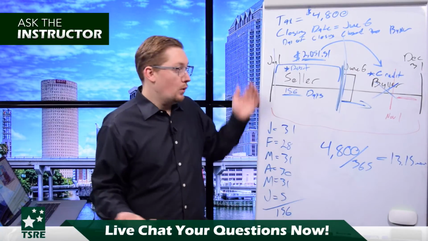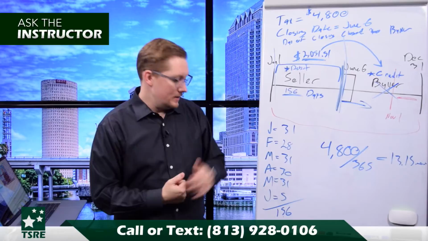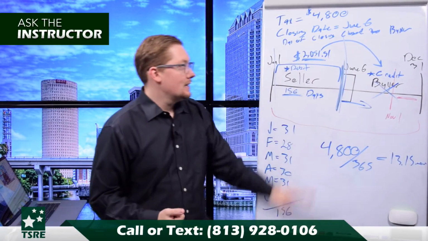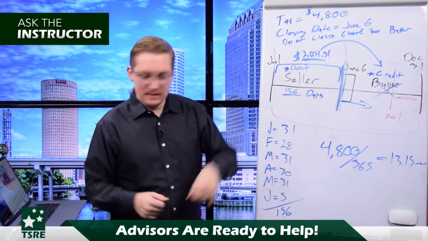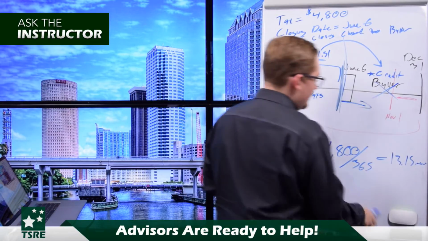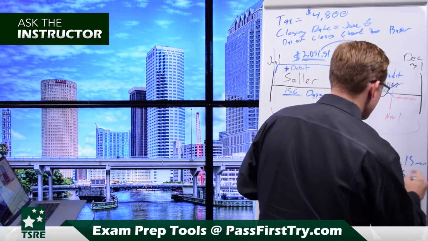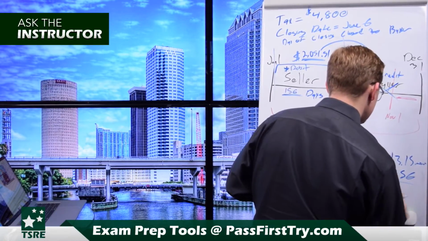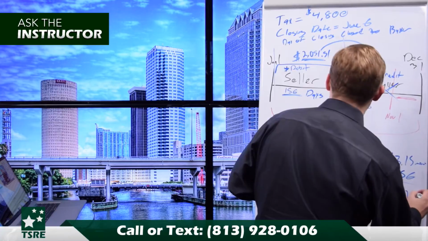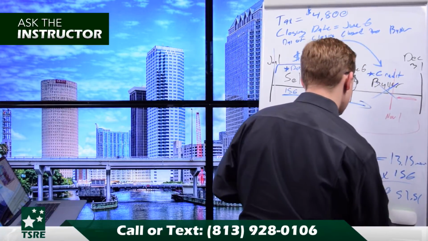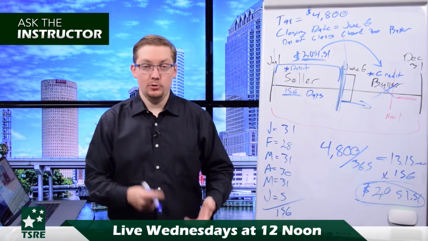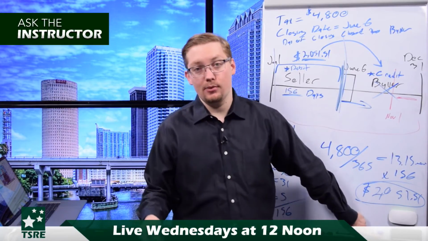Overall, this is pretty simple. Once you understand what we're doing, it's just a matter of calculating our days, figuring out the daily rate, multiplying that by 156 days, and then we end up with $2,051 and 51 cents. And that's it. It's really simple math once you know how to work with it, and now you know how to do it.